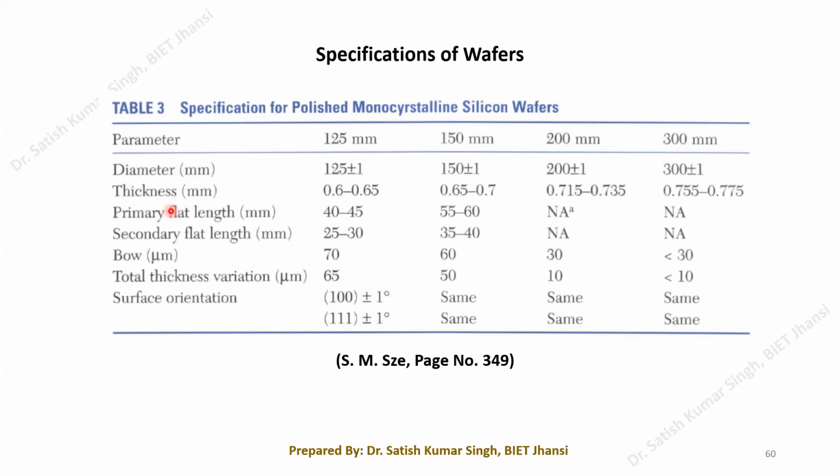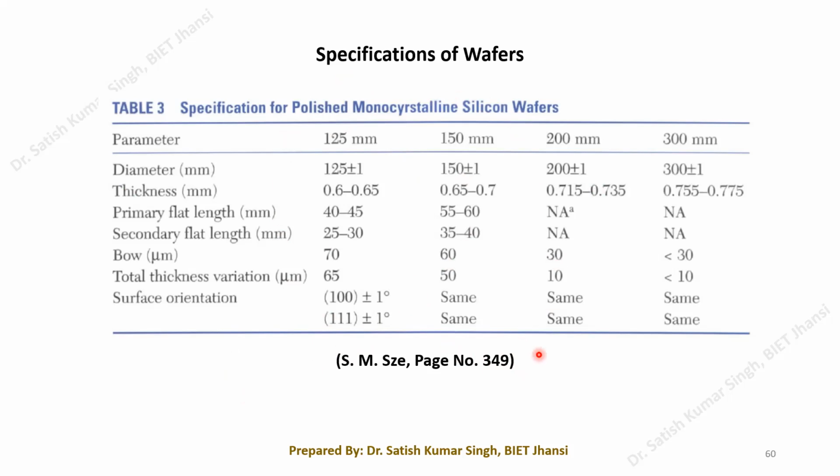So we can get a wafer of a particular diameter, and then we can have a different thickness. We can have different primary flat length values. We can have different secondary flat length values. We can similarly have a particular bowing parameter, total thickness variation, and surface orientation. So once we obtain a wafer of a particular specification, we need to go for the fabrication of the device.